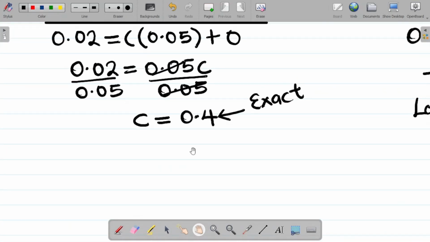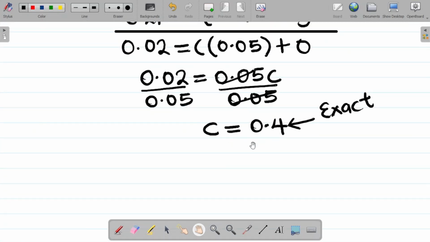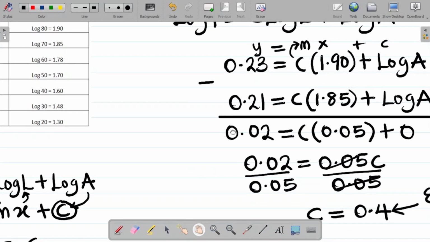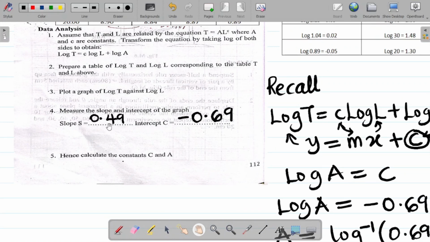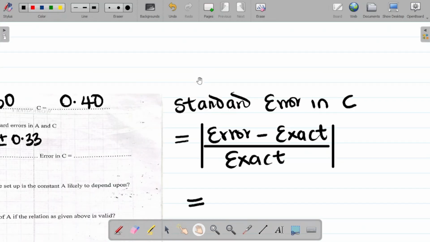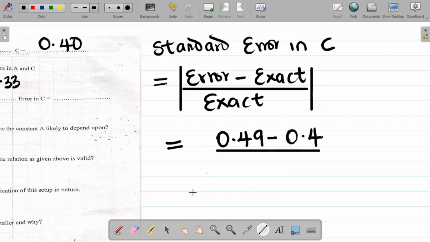So how do you get the error in C? Don't forget, this is the exact of C, right? C represented the slope, because from this equation, you can see that the C here is for my slope. So the error will be the one from the graph, which if you go here, is 0.49. That's from the graph. Then the exact is the C as we calculated, 0.4. So it becomes equal to the absolute value of error 0.49 minus exact 0.4, all over exact, which is 0.4.